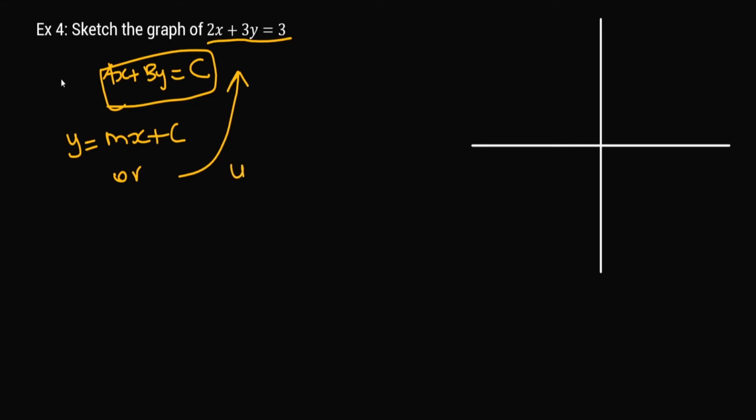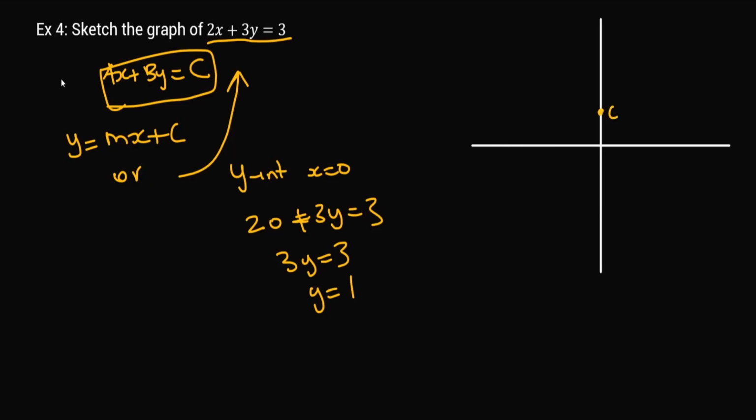So to calculate our y-intercept, we can make x equal to 0. And we have 2 times 0 plus 3y equal to 3. And we have 3y equal to 3. And we have y equal to 1. And we can see that we have (0, 1) as our first point.